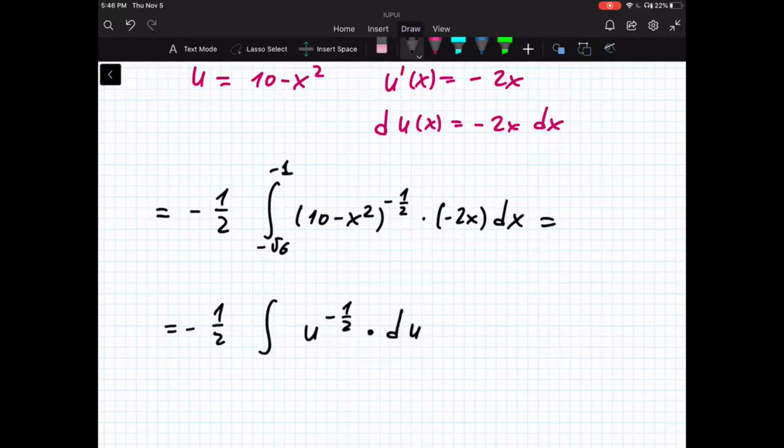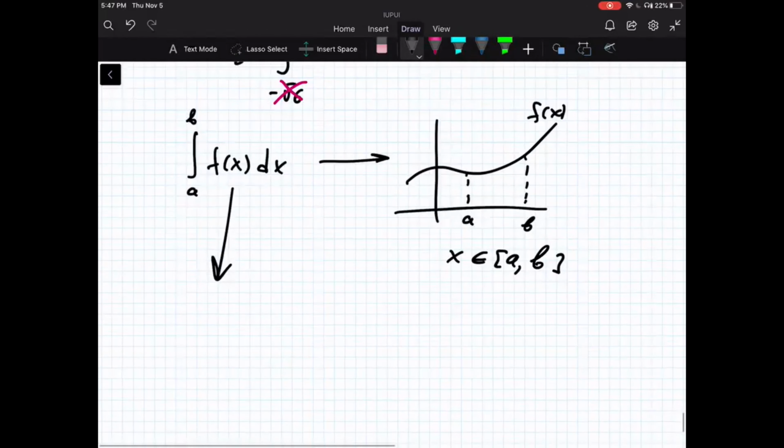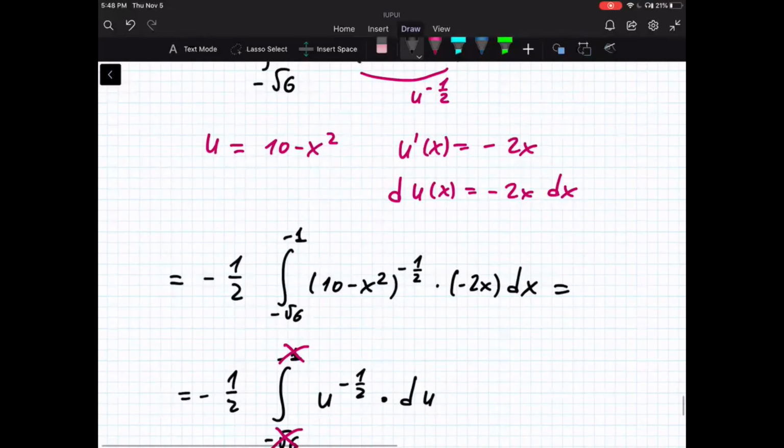And now, after I choose u as some function of x, I'll obtain integral of some function of u du. And now I need to find the corresponding interval for u. Let's call it capital A and B. And how to find this interval? You can find it using the formula for u.